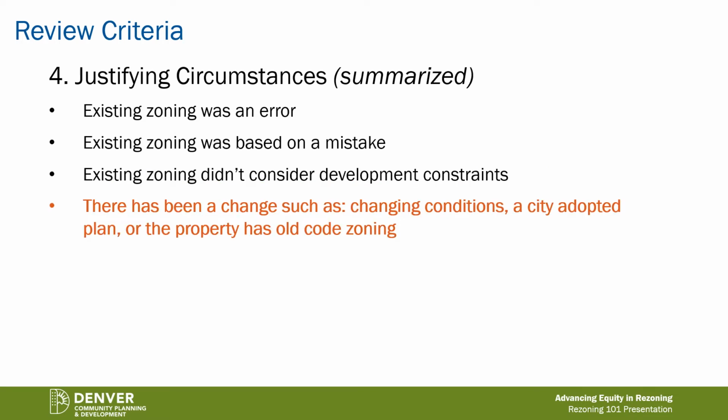And since the date of the approval of the existing zone district, there has been a change to such a degree that the proposed rezoning is in the public interest. Such change may include changed or changing conditions in a particular area or in the city generally, or a city adopted plan, or that the city adopted the Denver zoning code and the property retained the former Chapter 59 zoning. For our property, we can use Blueprint Denver as a justifying circumstance, since it is a recently city-adopted plan and calls for a change in the area, such as going from industrial to mixed uses.